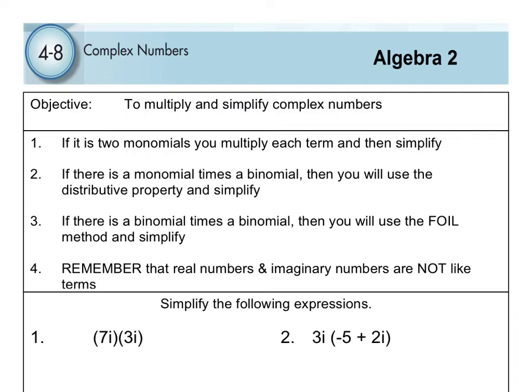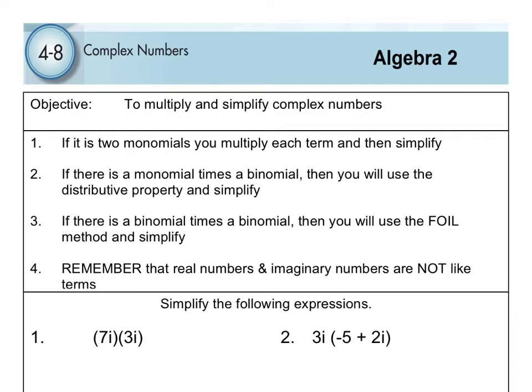And then number four says remember that real numbers and imaginary numbers are not like terms and that we cannot combine them together. That's a little reminder from when we added and subtracted. When we have a real number plus or minus an imaginary number, we cannot put those together. We can multiply them, but we cannot add and subtract them. A couple things I want to discuss here.